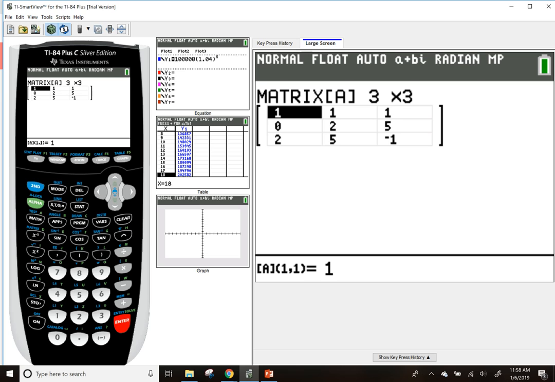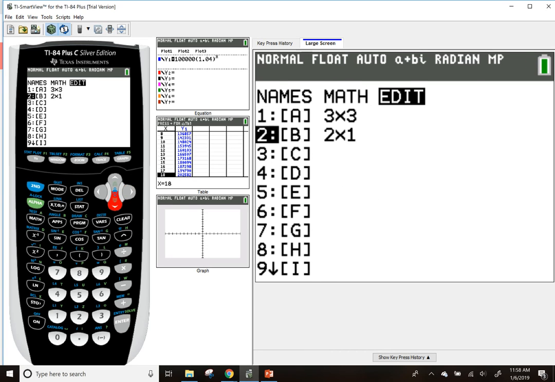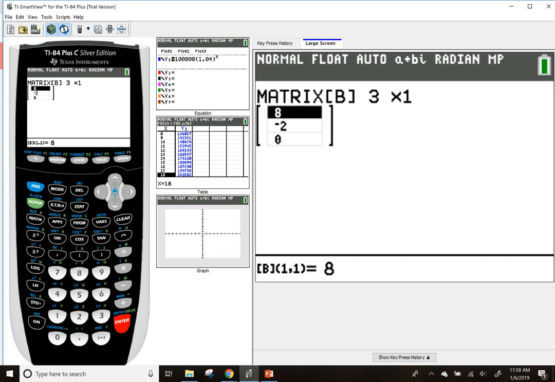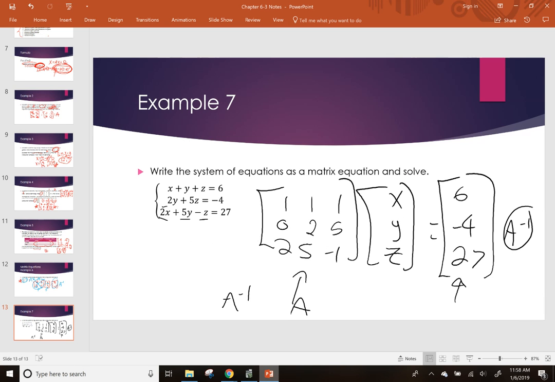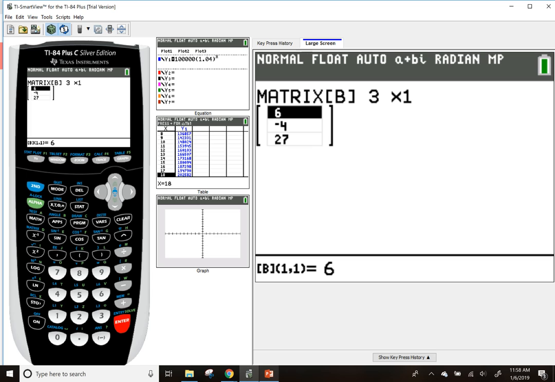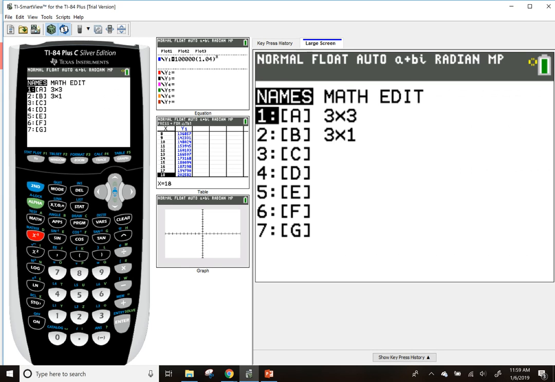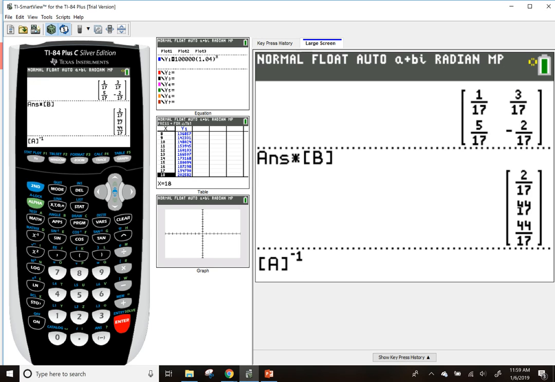I'm also going to put in the solution version, which is a 3 by 1 matrix. And the solution set was 6, -4, and 27. Right? Just making sure. All right, so same thing we did before. Now that all the matrices are in there, let's just do the math. I need an inverse of my first matrix. So I'm going to select my first matrix, select the inverse function, and find its inverse.